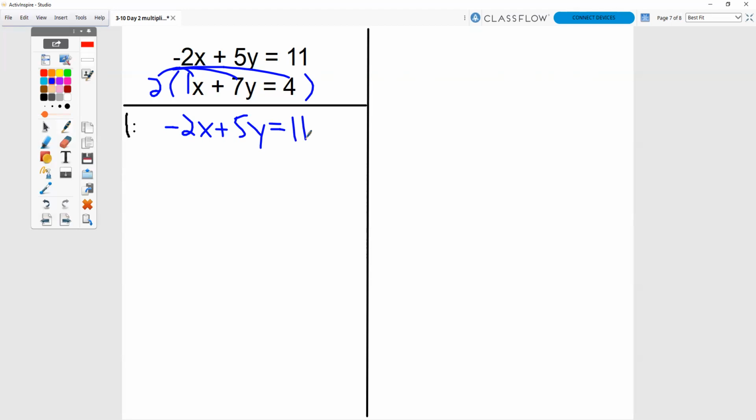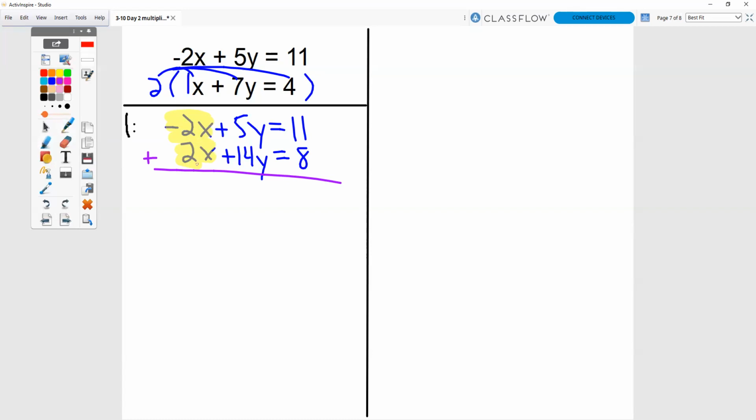Now I'm going to distribute. 2 times 1x is 2x. 2 times 7y is 14y. 2 times 4 is 8. Now I have my opposites. I have my opposites right here. I have my negative 2x and my 2x, which is what I wanted.